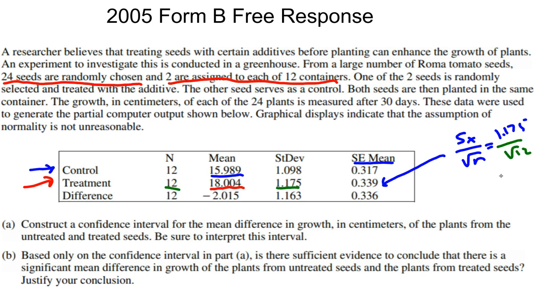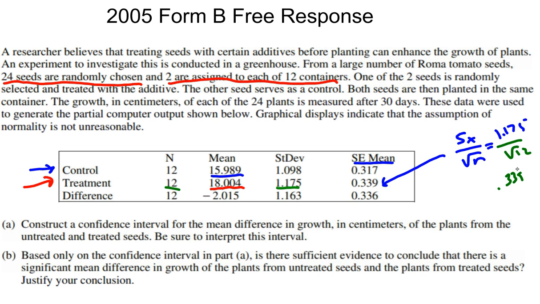And if you take a minute and put that into your calculator, we'll get 0.339. So that's sort of a neat thing. I'm going to confirm that actually right now while I'm talking to you here. 1.175 divided by the square root of 12. Yep, and it works. That's pretty neat.